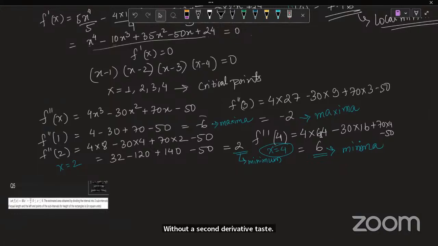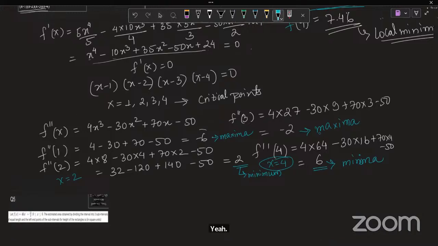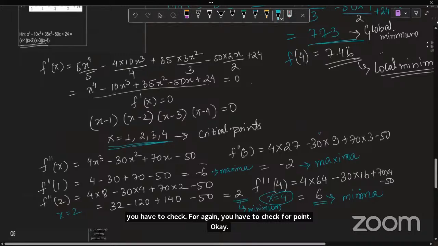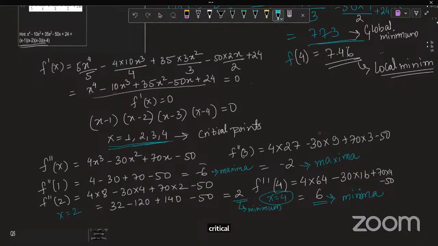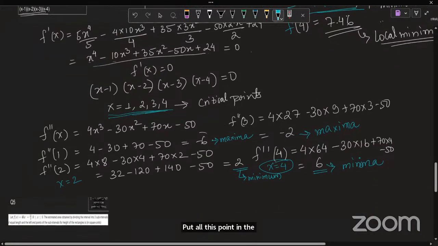Without the second derivative test, we compute the critical points in f(x), like 1, 2, 3, 4, and then you have to check each point again. So you have just calculated the critical points and then you want to put all these points in f(x) and get the minimum or maximum, right? Okay. So you have to put all these 4 points.